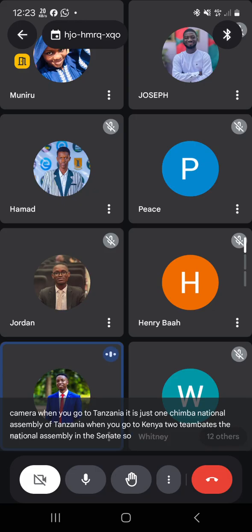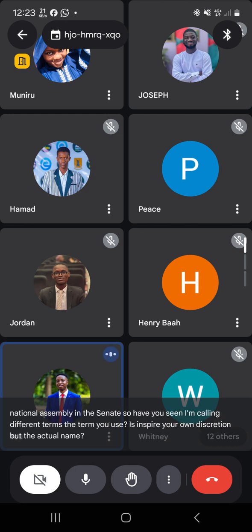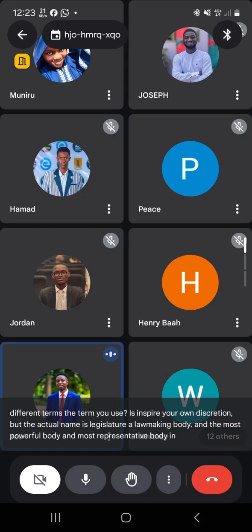So have you seen I'm using different terms? The term you use is at your own discretion. But the actual name is legislature, a lawmaking body, the most powerful and most representative body in a system, an organization or a country. The actual name is legislature.